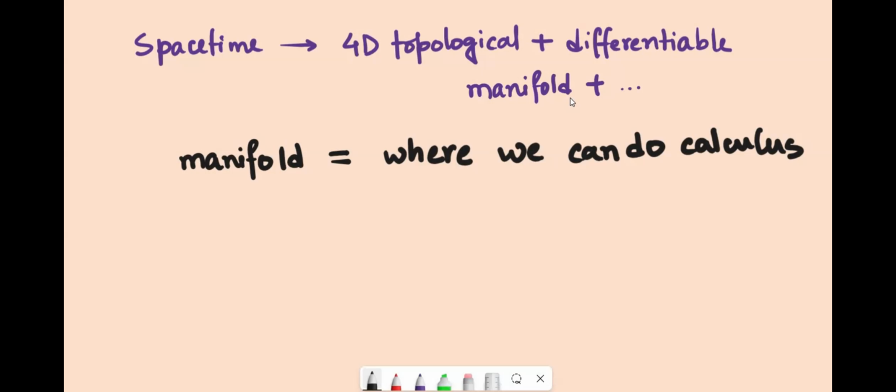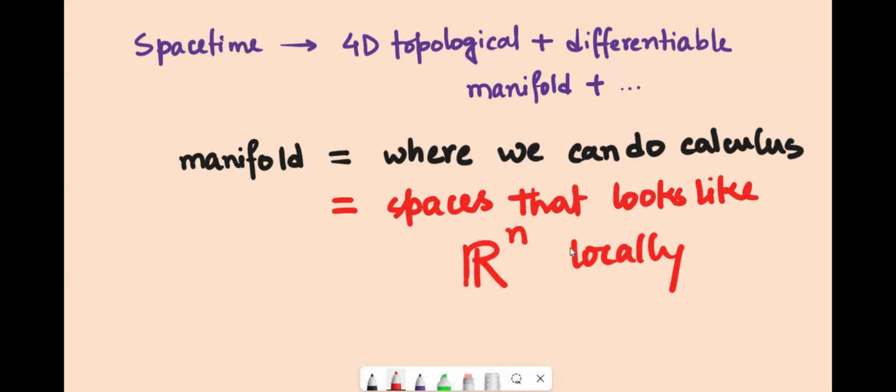So all of these structures have one thing in common: if you zoom in, in other words, local to a point, that means in the vicinity of a point, they look like those initial flat Euclidean spaces. So intuitively, we define manifolds. Manifolds are spaces that look like Rn locally.